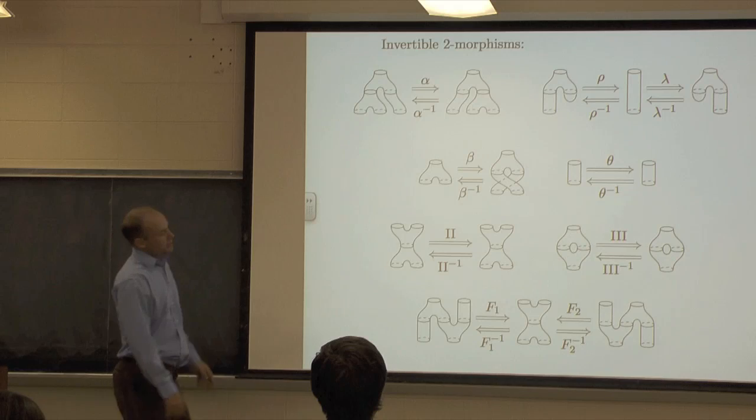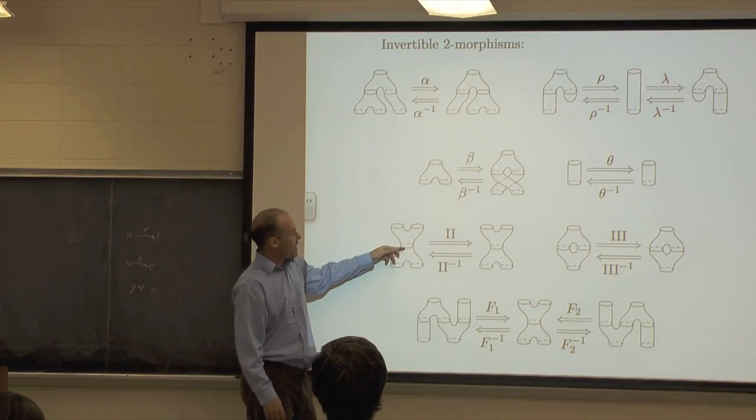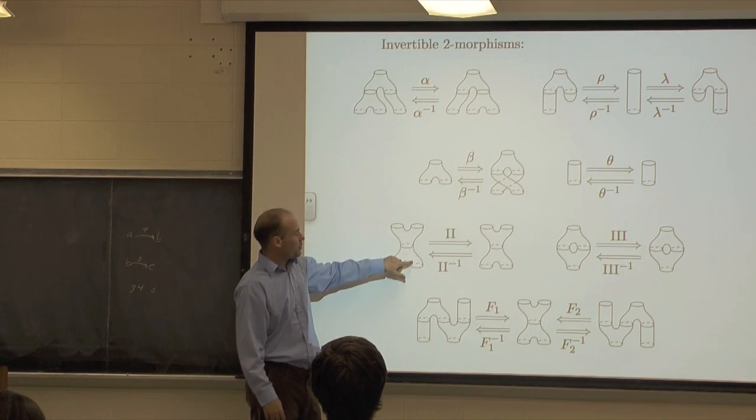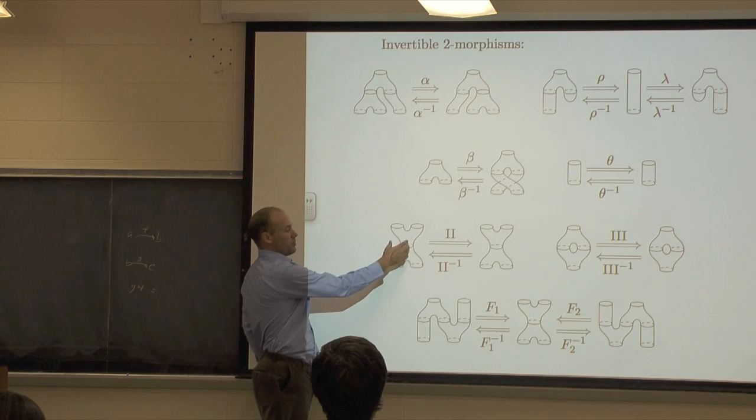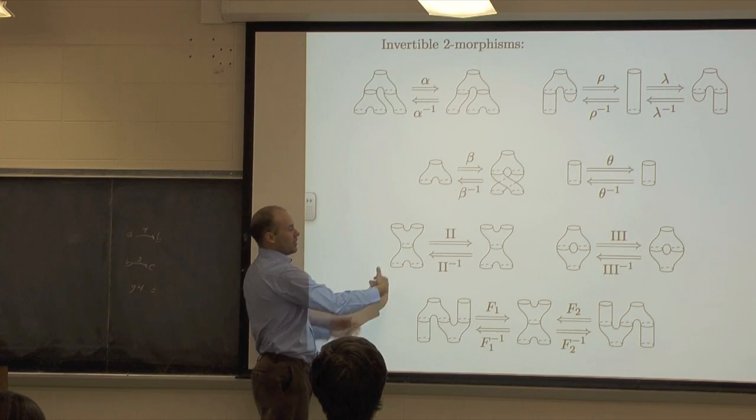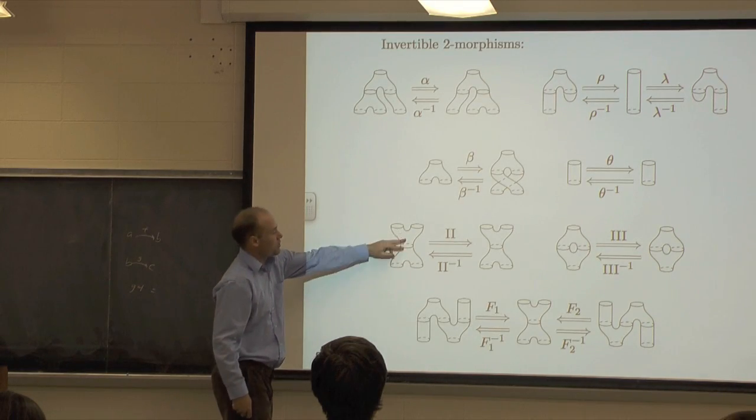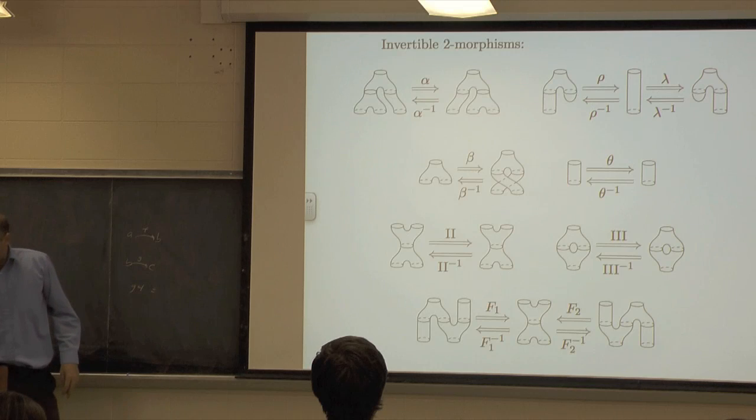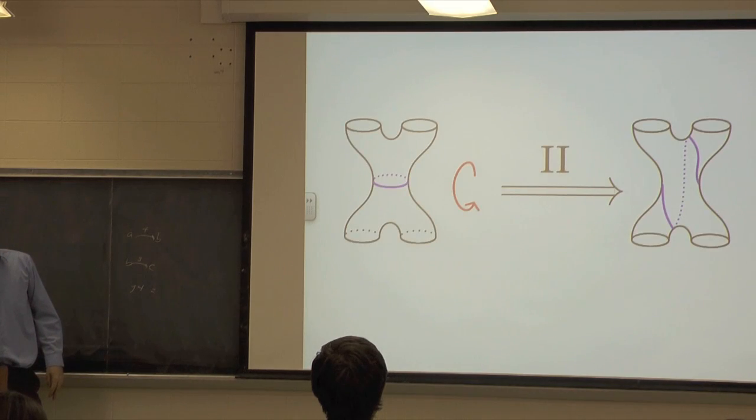And we've got some more interesting ones. We've got this guy here, which operates on, if you like, the sphere with 4 punctures. And it's essentially just a Dehn twist around the central meridian there. That's what we call 2.